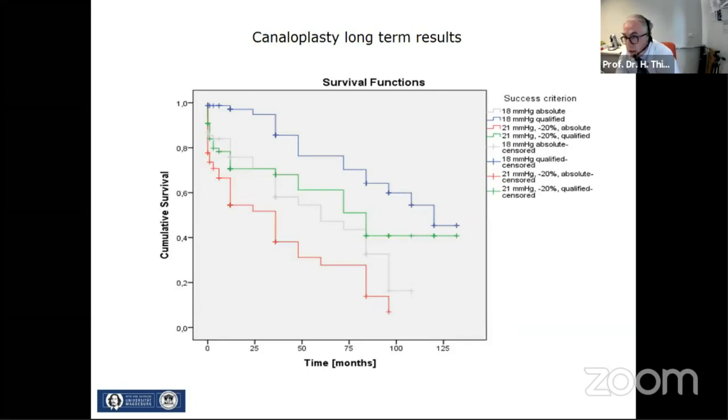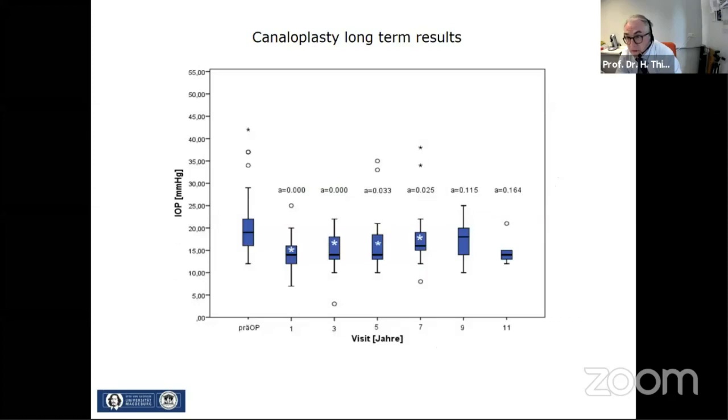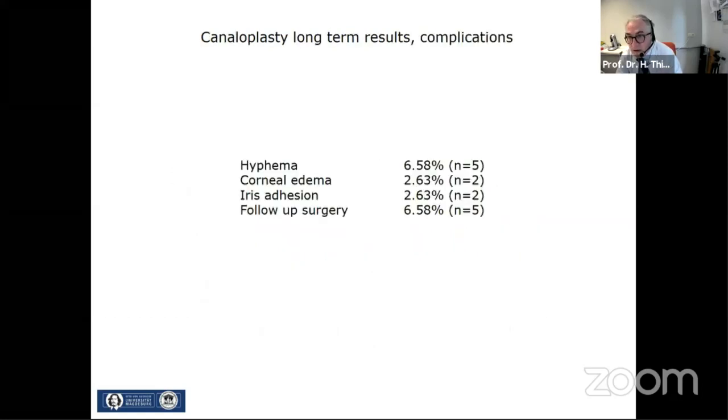These are the Kaplan-Meier evaluations of the four different survival functions and cumulative survival rates. And you can see 125 months is quite a long time for a study. And you can see that the technique works fairly good. These are the pressures over the years, 11 in total, and it's bringing the pressure down fairly nicely. We had very few complications, not we, Professor Kerber had few complications: hyphema, corneal edema, iris adhesions, very little complications.